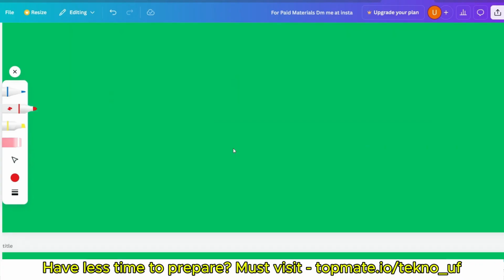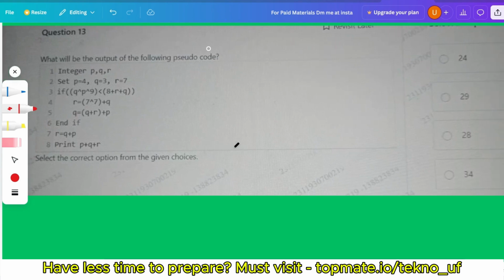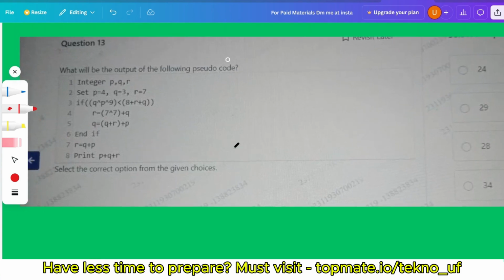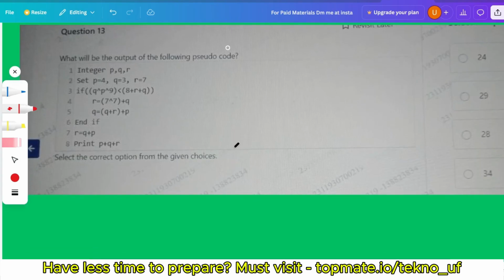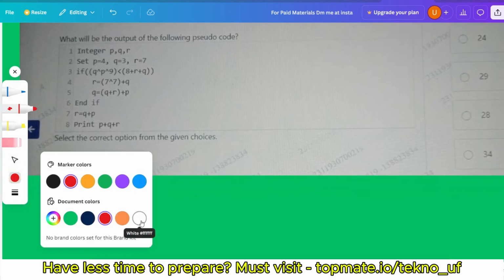So let me go to the next question, that is this. So what will be the correct answer? The options are shown here: 24, 29, 28, 34. So please give the answer in the comment section. So let me just calculate the value. Let me change the color of the pen.